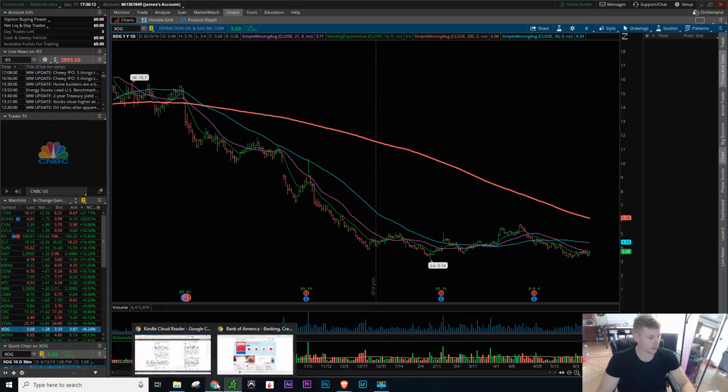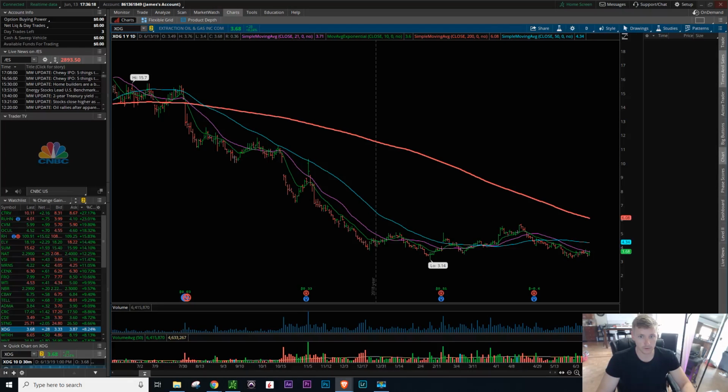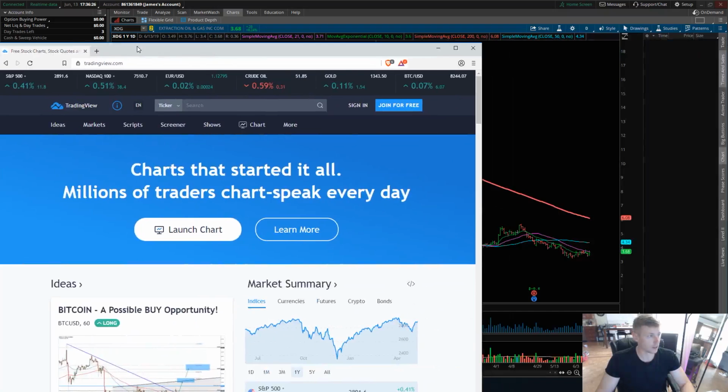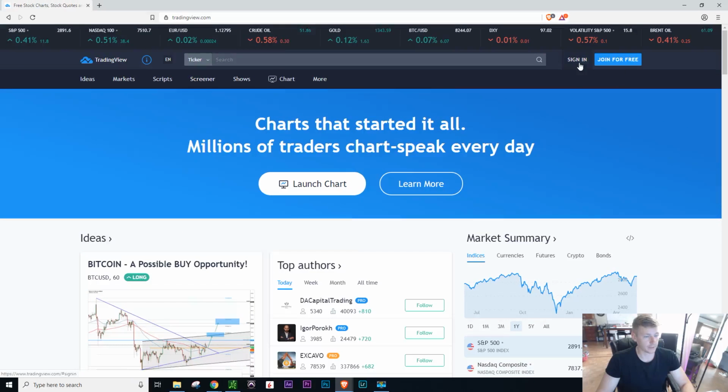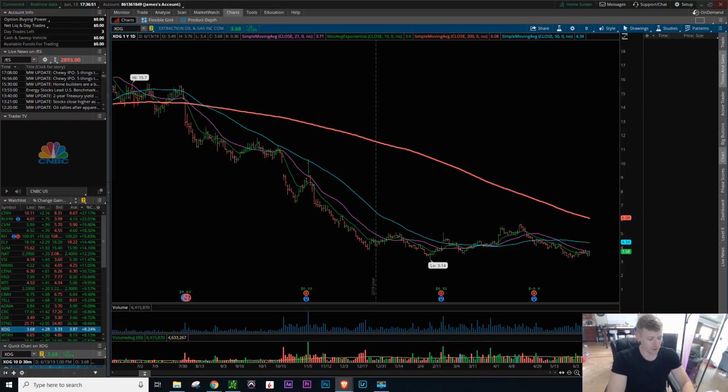I also want to go over another charting platform, and this one is TradingView. It's all web-based, so I really like it.